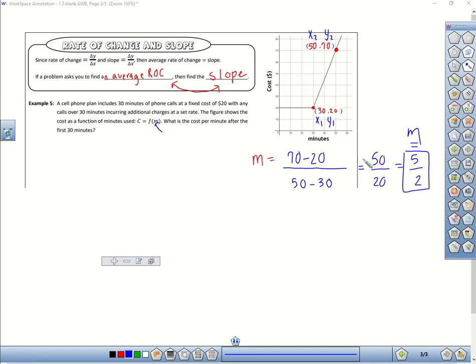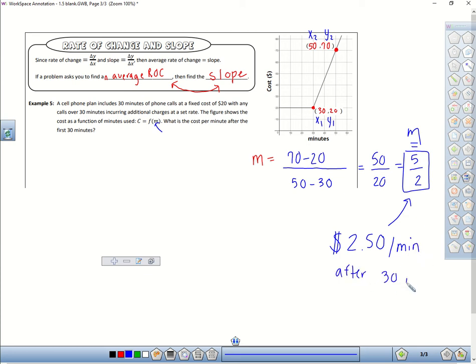All they want to know is what is the cost per minute after the first 30 minutes, and we know that's 5/2. And if we write that in terms of money, we divide 2 into 5, that's going to be $2.50 per additional minute after 30 minutes.